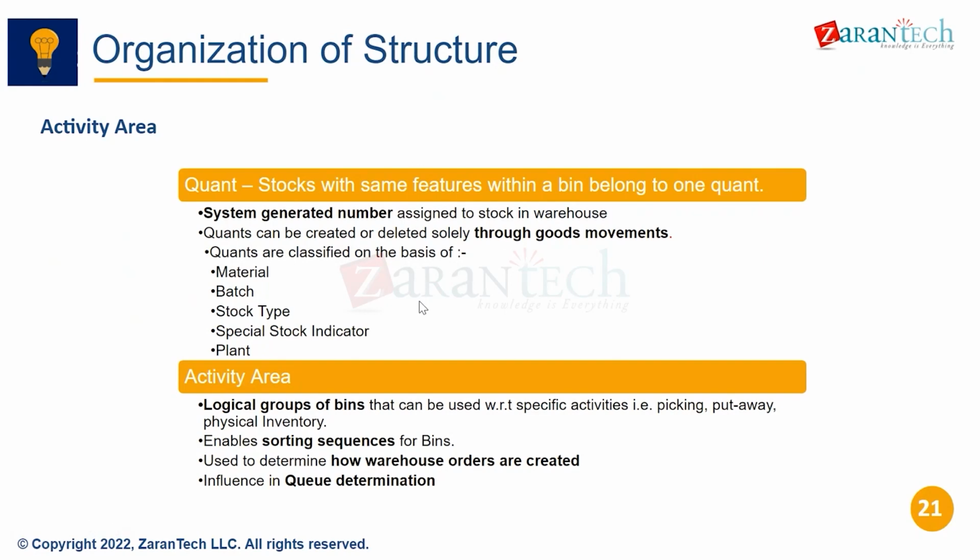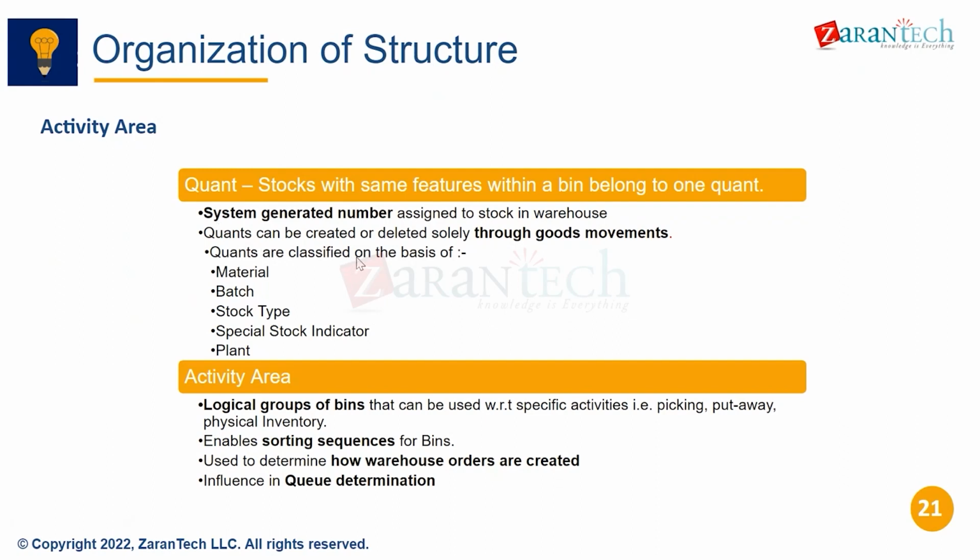Again, the activity area, as I was saying, is a logical grouping of bins that can be used for picking, put away, or physical inventory activities in the warehouse. You'll need to enable the sorting, the bin sequence, and the queue determination, and define how warehouse orders should be created. Based on your queue determination and the warehouse orders, the work will be assigned to the particular users in the warehouse. So this is the most important entity for doing any activity in the warehouse.